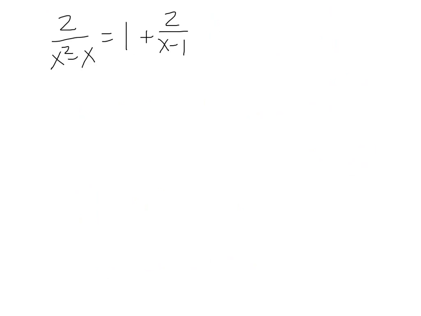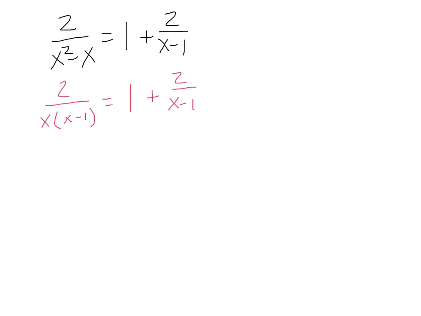This example has a pretty complex denominator. It means we're probably going to have to factor it. So if we look on the left-hand side, it looks like I can factor that to be x times x minus 1. The number 1 doesn't really factor at all, and this last fraction doesn't factor either.